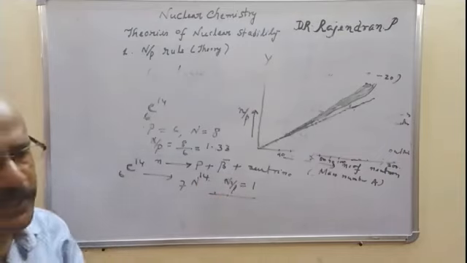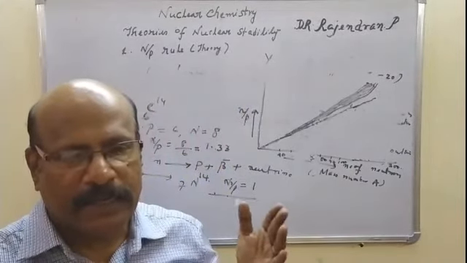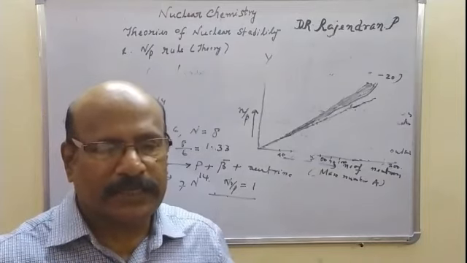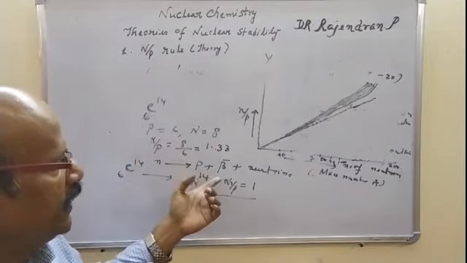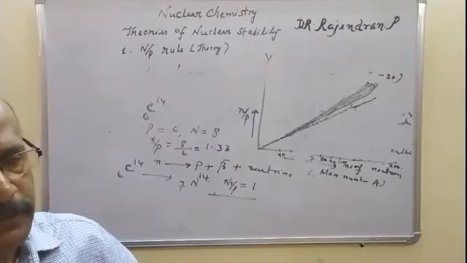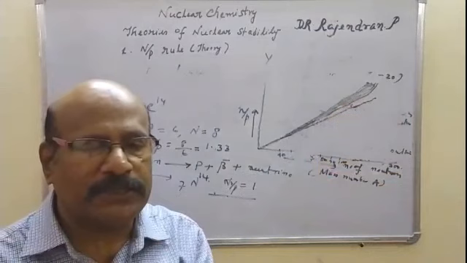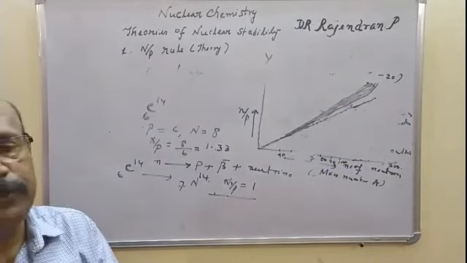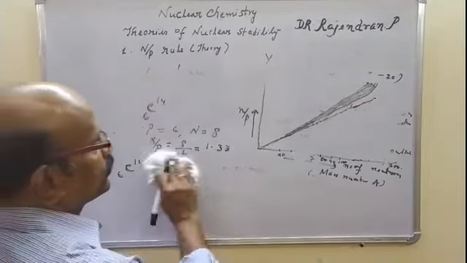So lighter nuclei, if they are unstable, are usually beta emitting because of the greater number of neutrons. For example, carbon-14 tends to reduce the neutron number by emitting a beta particle. On the other hand, in the case of heavier nuclei with mass greater than 200, they are alpha emitting because of proton-proton repulsion, so they tend to increase the N by P ratio by emitting an alpha particle. So that is the situation.